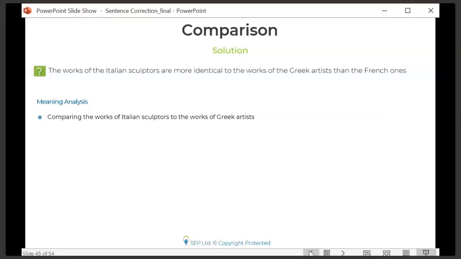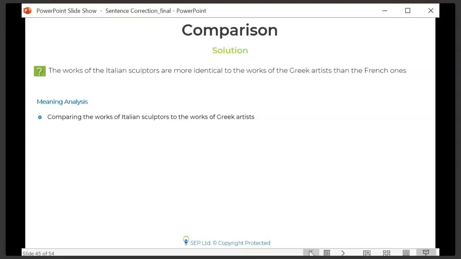If you break the sentence, the works of the Italian sculptors, we are talking about works of Italian sculptors that are more identical. That means we are comparing the Italian sculptors' works to two things here: works of Greek artists and French ones. Now, French ones is referring to what? The French artists' works or the French artists themselves? You cannot assume that it is referring to the works when nothing like that has been mentioned. That omission is creating an error here, okay?